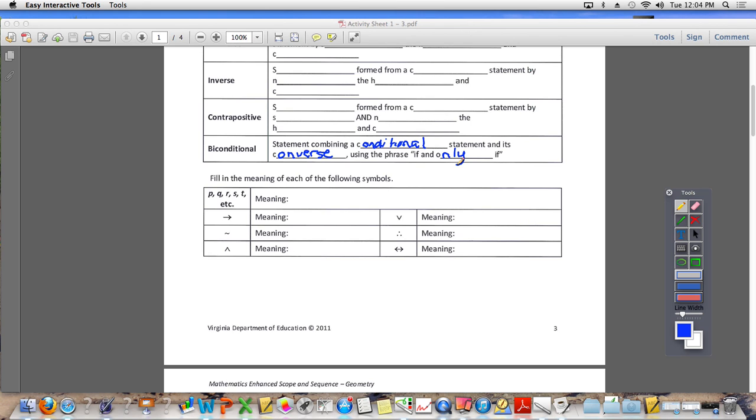Alright, there's some boxes here that have to be filled in. When you use P and Q and R and S and T, etc. for these conditional statements, what do they mean? What does the P usually mean? The hypothesis. But the hypothesis is a what? A statement. And usually we call Q the conclusion, but Q is just a statement also. So when you use P, Q, R, S, etc., all that means is they are letters that are representing statements.